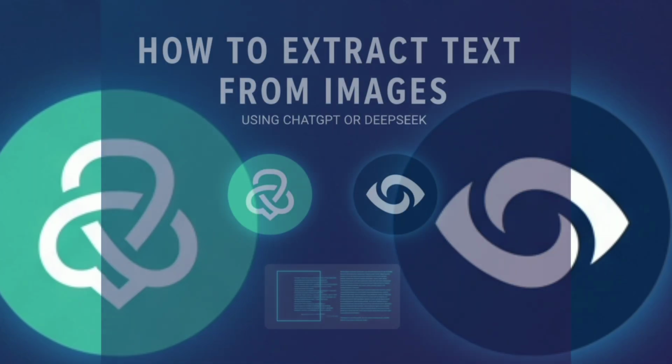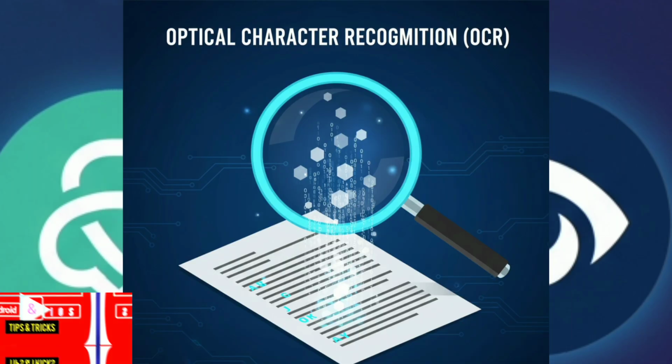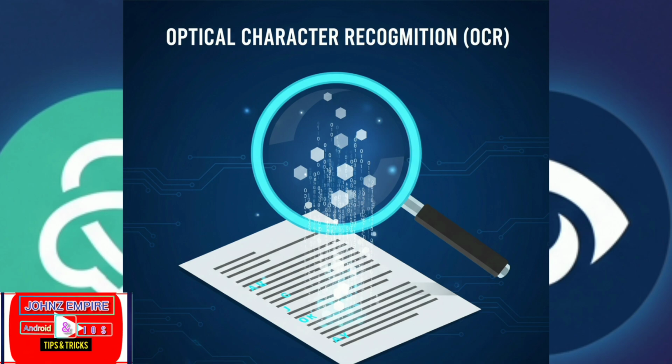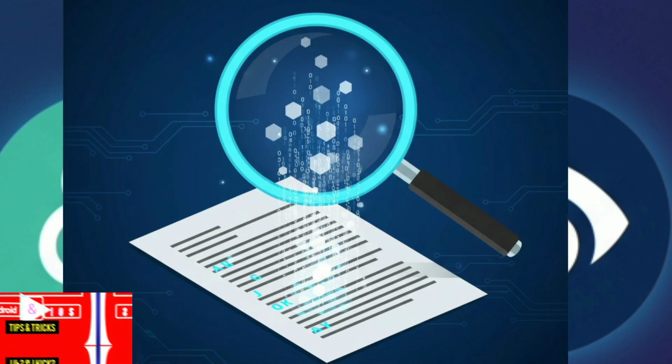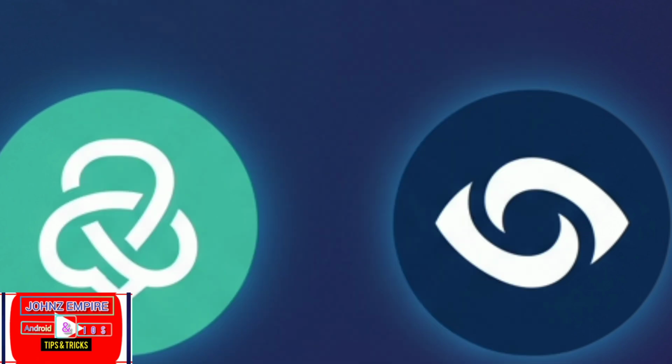How to extract text from images using ChatGPT or DeepSeek. Both ChatGPT and DeepSeek use advanced OCR, optical character recognition, technology to read text from images. The process is very similar for both platforms.